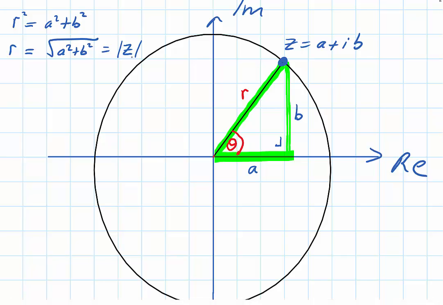To bring theta into the equation, we have to spot that the tan of theta in that green triangle again is opposite over adjacent, which is b over a in our case, or saying it the other way around, theta is equal to inverse tan of b over a.